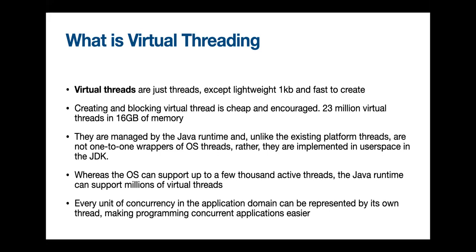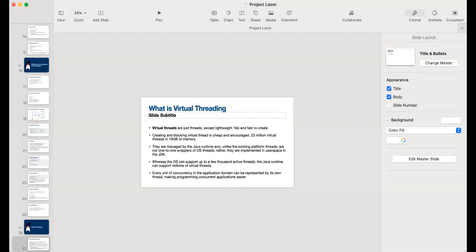They're managed by the runtime, and unlike the existing platform threads, they are not one-to-one wrappers. Rather, they are implemented in user space, not the kernel space, which is our JDK. And the OS can support up to 1,000 active threads. The Java runtime can support millions of virtual threads, which is really nice. And every unit of concurrency in the application domain is represented by a thread, making things a little bit easier. And it's easier for our brain as well.